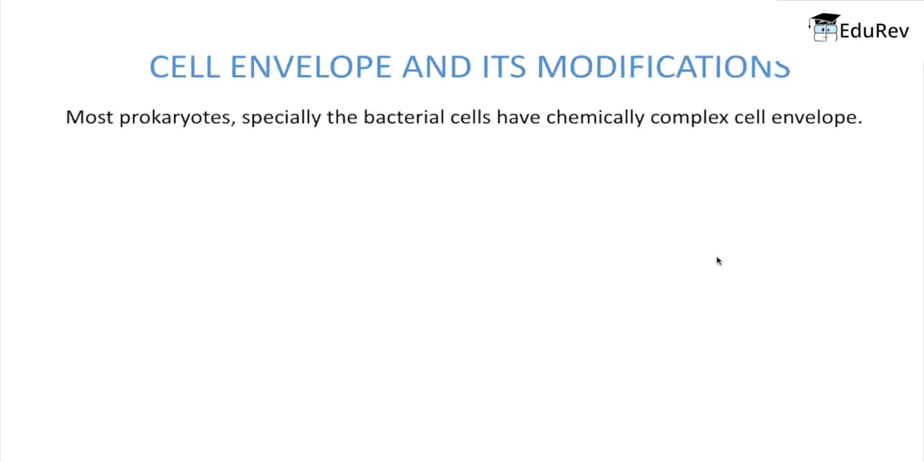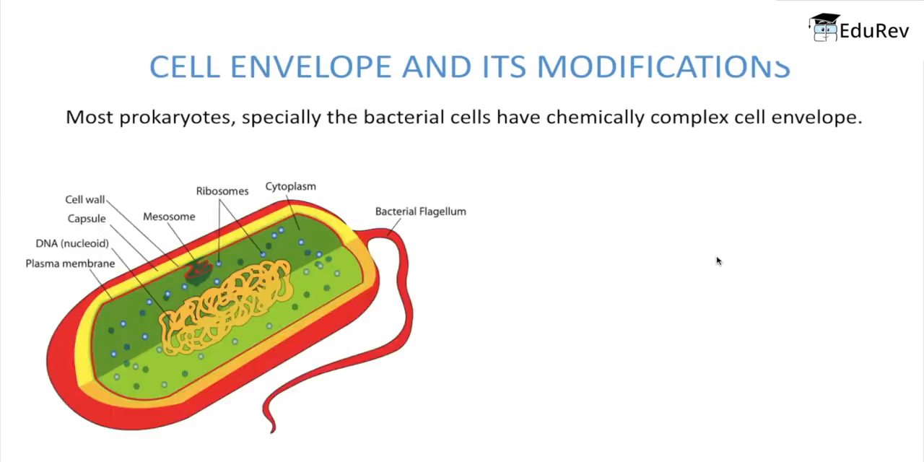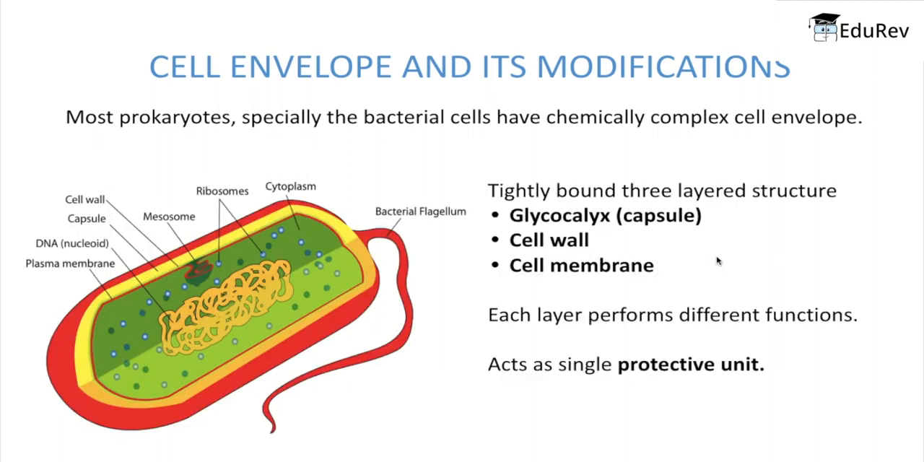Many microscopic studies reveal that most prokaryotes, especially the bacterial cells, have a chemically complex cell envelope, which is tightly bound, forming a three-layered structure consisting of the first one, glycocalyx, second the cell wall, and third the cell membrane. All these layers perform different functions, but together they act as a single protective unit for the prokaryotes.